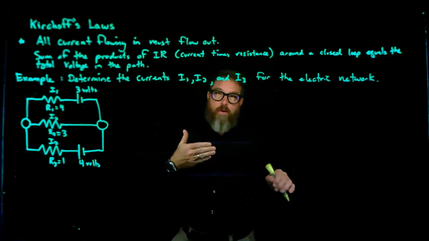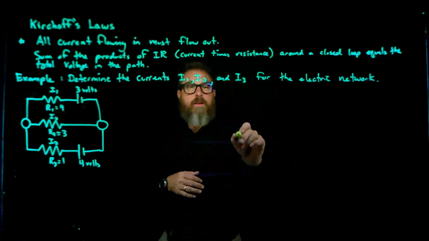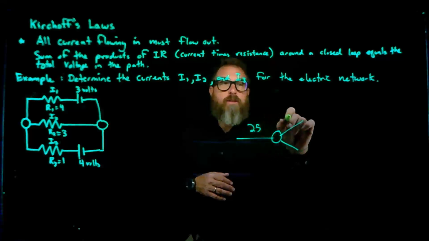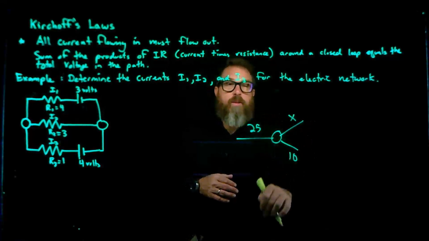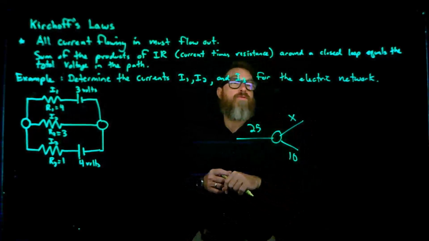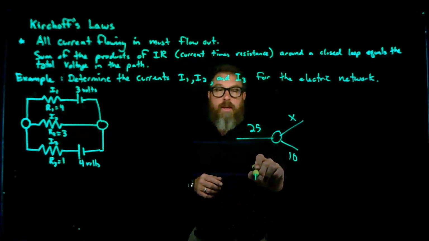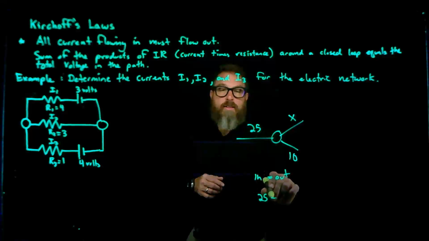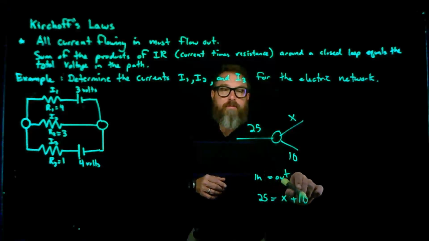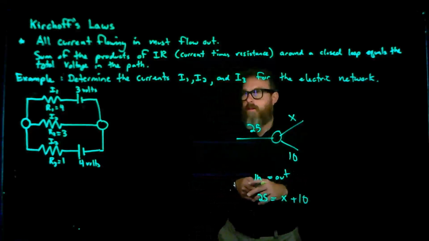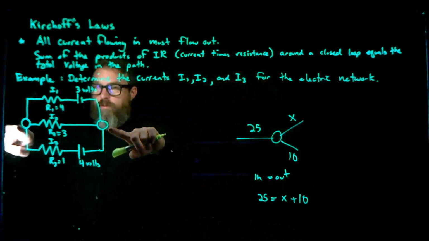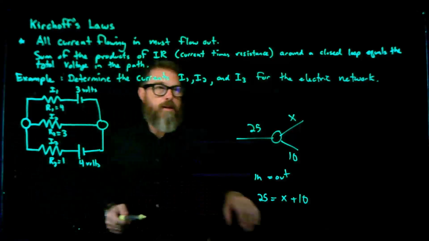So if I have 25 going in, I've got two paths coming out. Say this is X and this is 10. Well, I know that has to be equal to 15, because in has to equal out. Therefore, 25 has to equal X plus 10, so that's why X is 15. That works essentially for these nodes, these junction boxes.